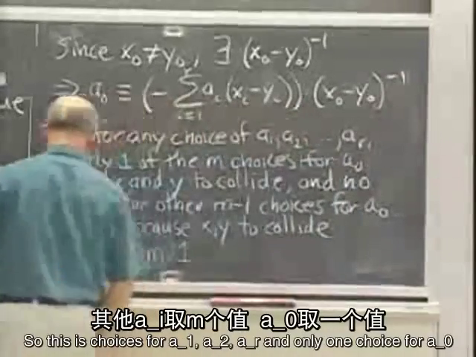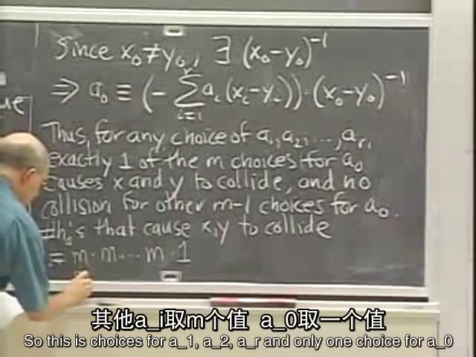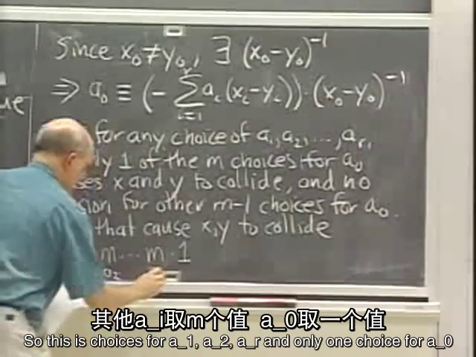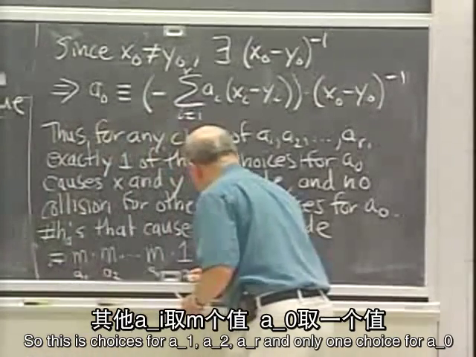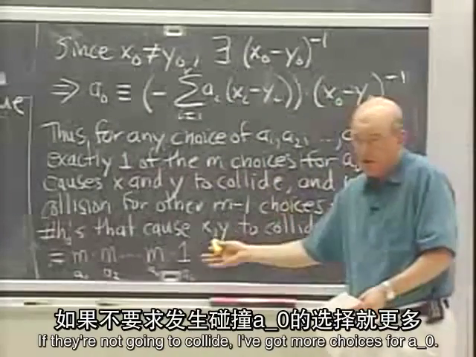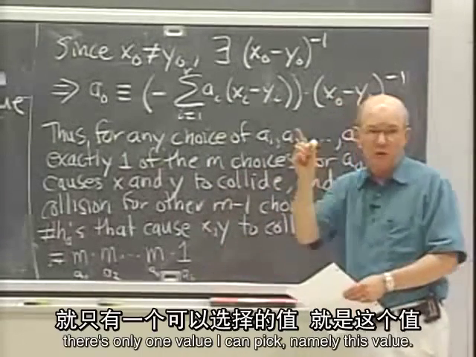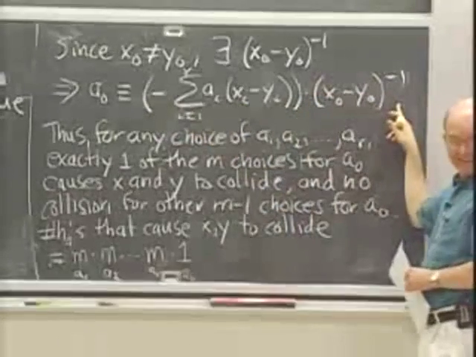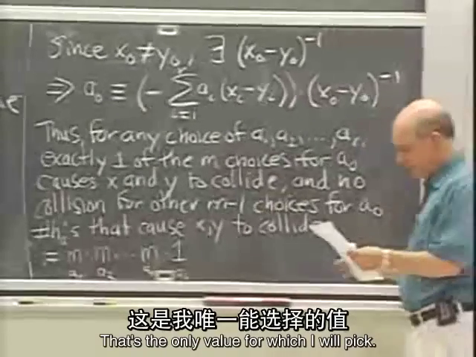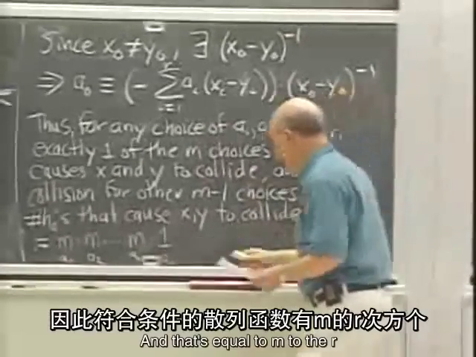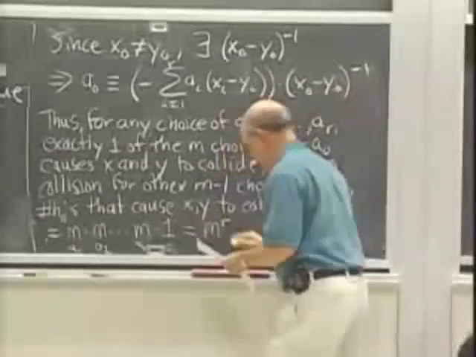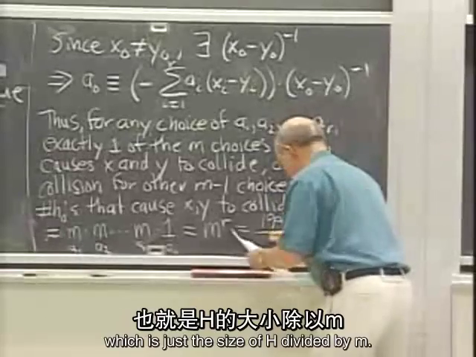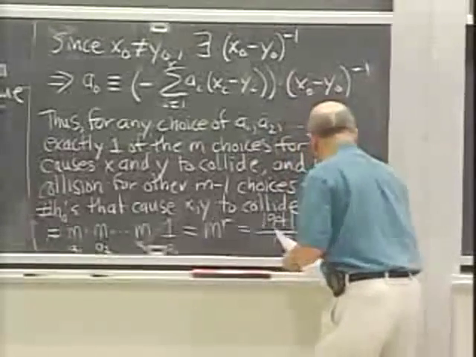So this is m choices for a1, a2, ..., ar, and only one choice for a0 if they're going to collide. If they're not going to collide, I've got more choices for a0. But if I want them to collide, there's only one value I can pick, namely this value. That's the only value I can pick. And that's equal to m to the r, which is just the size of H divided by m. And that completes the proof.